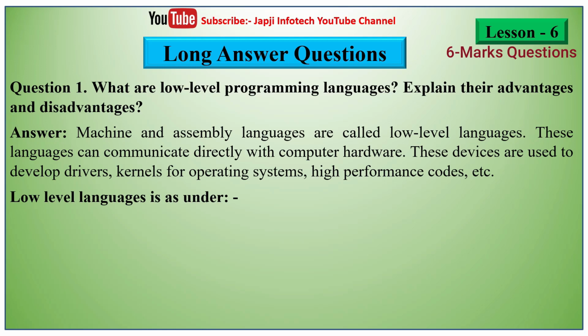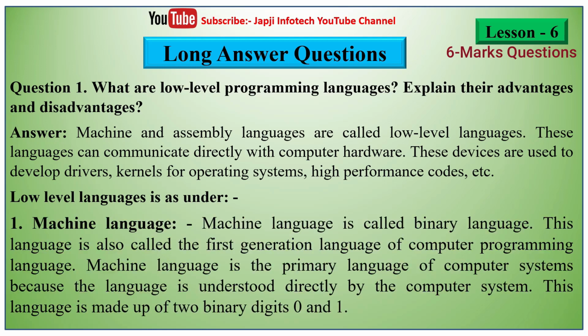So low level programming is as under. The first one is machine language. Machine language is also called binary language. This language is also called the first generation language of computer programming language. Machine language is the primary language of computer system because the language is understood directly by the computer system. This language is made up of two binary digits, that is 0 and 1.